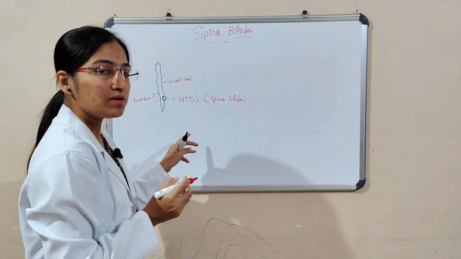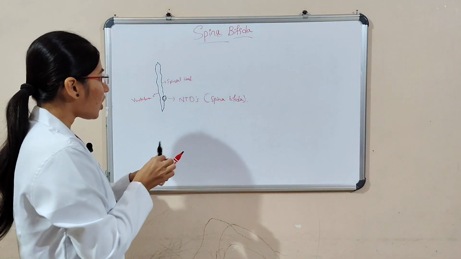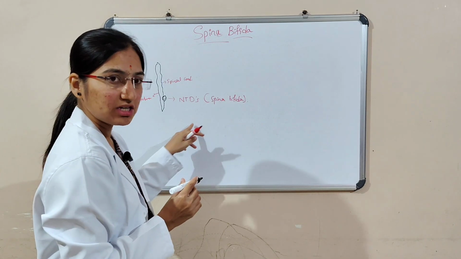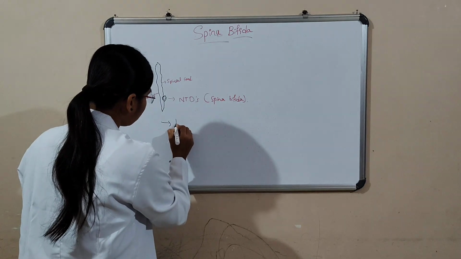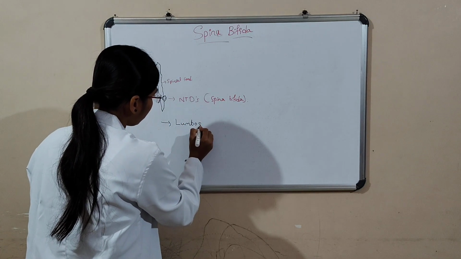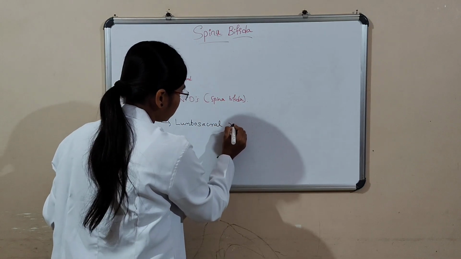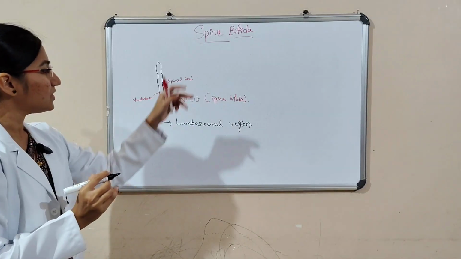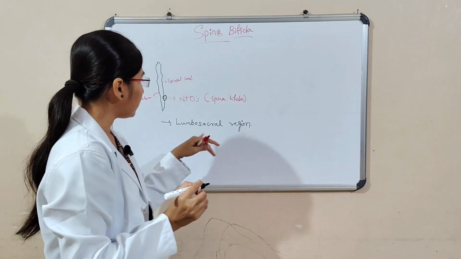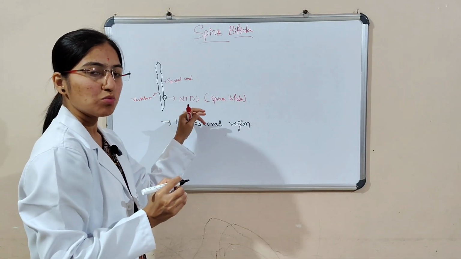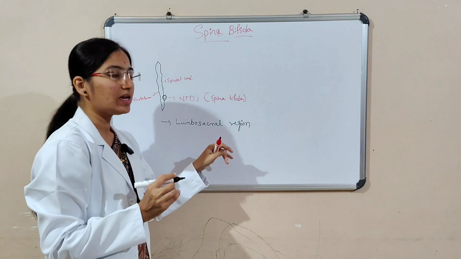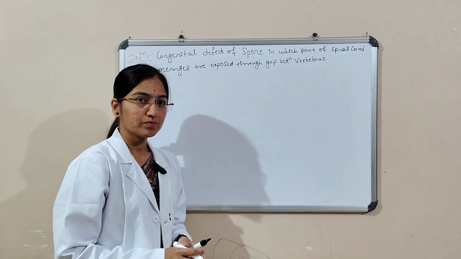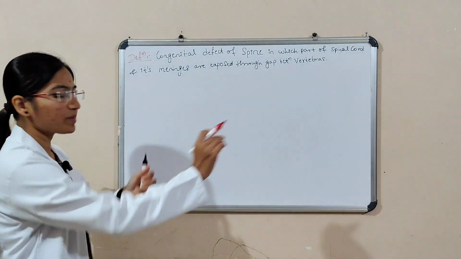And then one more important thing is, this occurs mainly at a common site, that is the lumbosacral region. It most commonly occurs in the lumbosacral region. Many times this one is asked in competitive exams. That neural tube defect, Spina bifida, the most common site is the lumbosacral region. Next we will see the definition of Spina bifida.